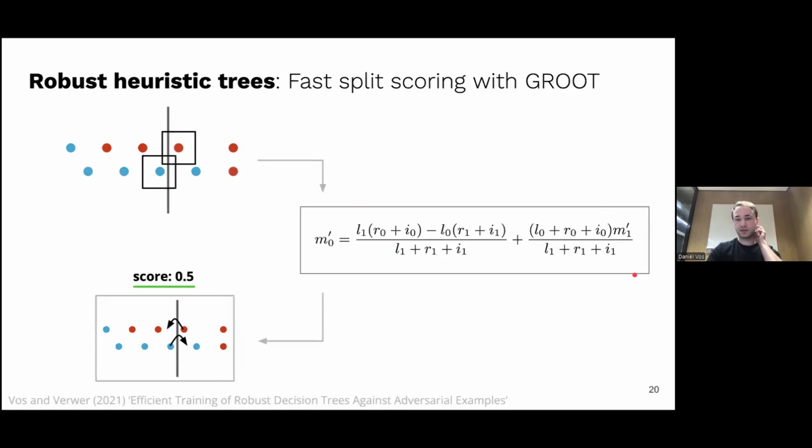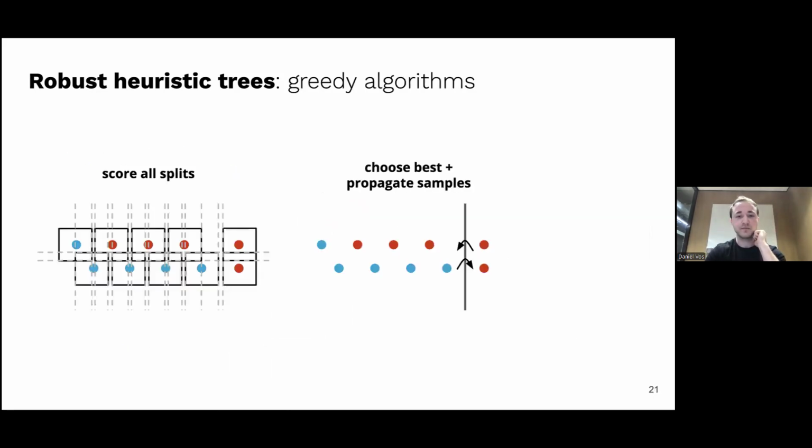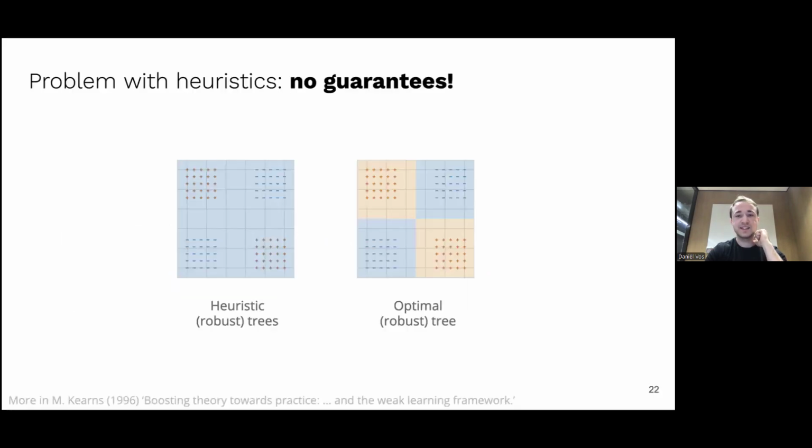And what we've done, so this is work from my master's thesis, before was trying to make these robust heuristics a lot faster. And we did that by, in closed form, computing these worst case perturbations. So it's good to know that there's very fast heuristics for robust trees, but they're not perfect. They work similarly to the other greedy methods. The problem, though, is that they don't have any guarantee.